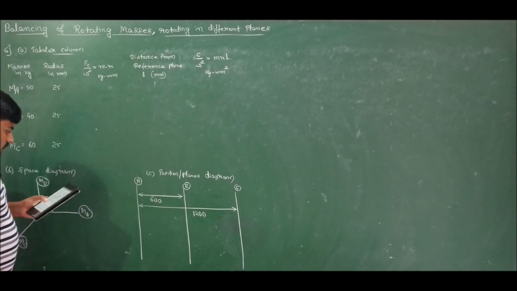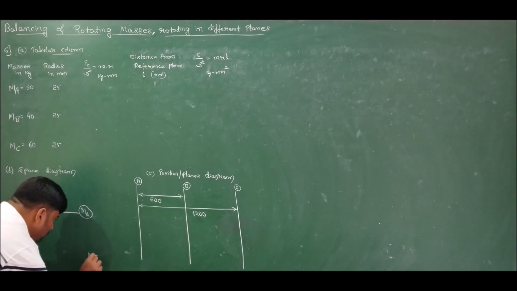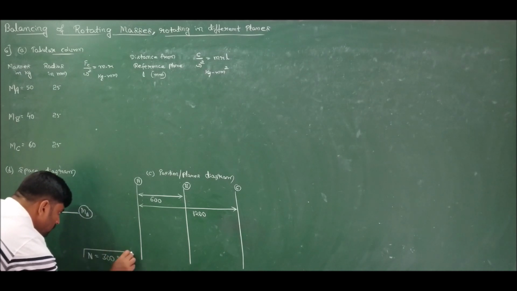Find the unbalanced force and couple if the shaft revolves at 300 rpm. He has also specified the rpm of the shaft. N is 300 rpm.